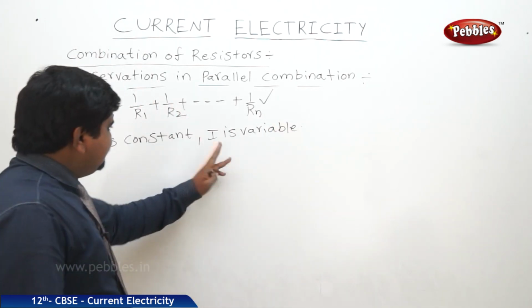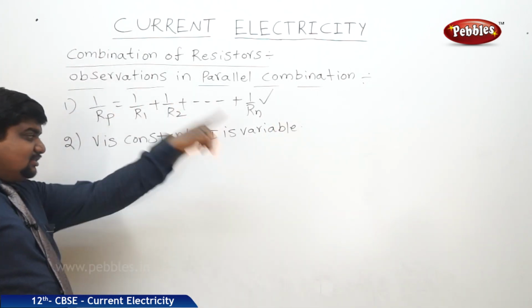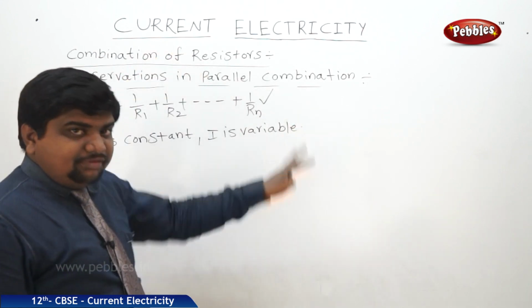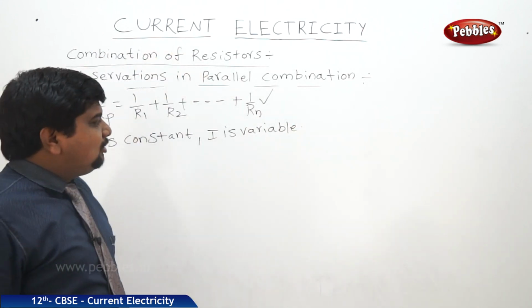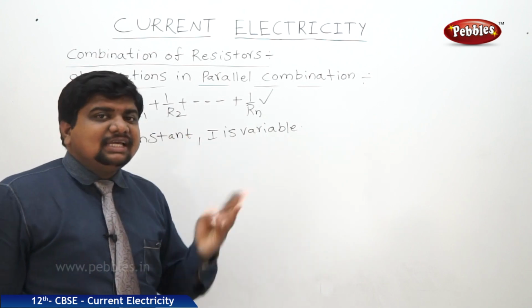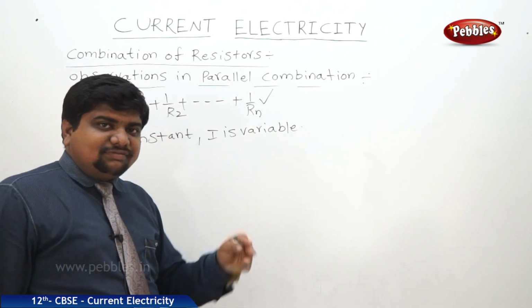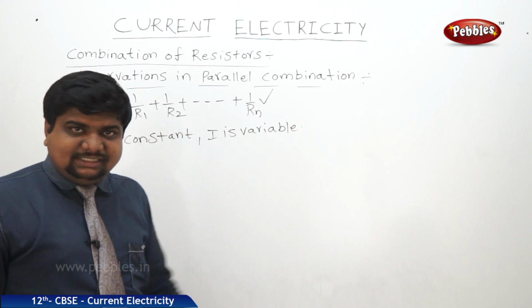In series combination, it is exactly vice versa. I is constant and V is variable. There V is equal to V1 plus V2 plus V3. In parallel combination, I is equal to I1 plus I2 plus I3. V is constant because of the connection between the same potentials.